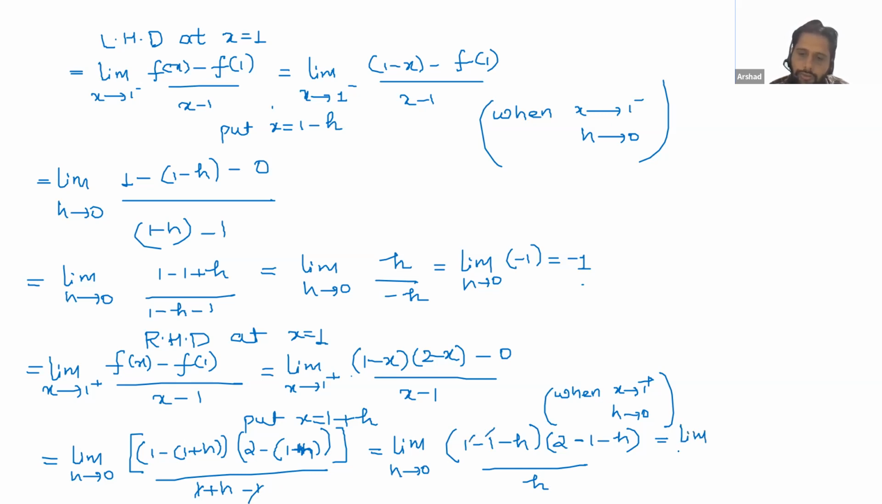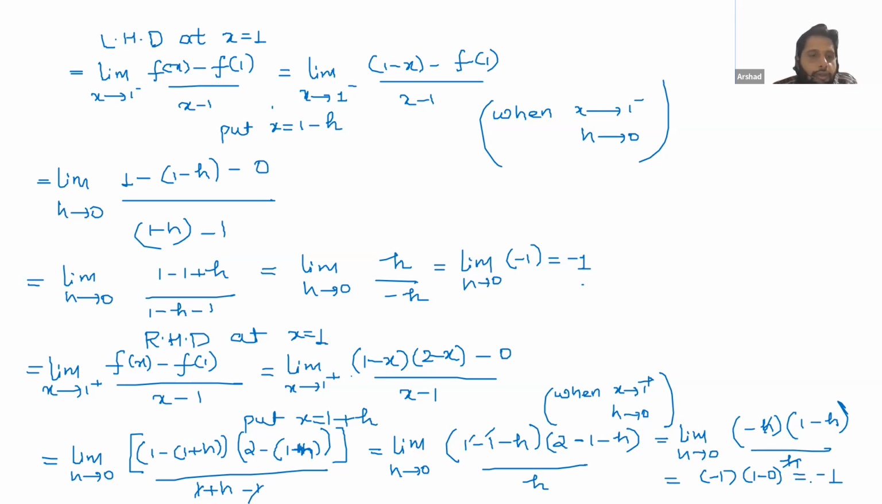So limit h tends to 0. Here you will get minus h. Here you will get 2 minus 1, 1, 1 minus h by h. So this h will cancel out, minus 1. Put this 0. So here you have a minus 1. Here you have 1 minus 0. Final answer is minus 1.